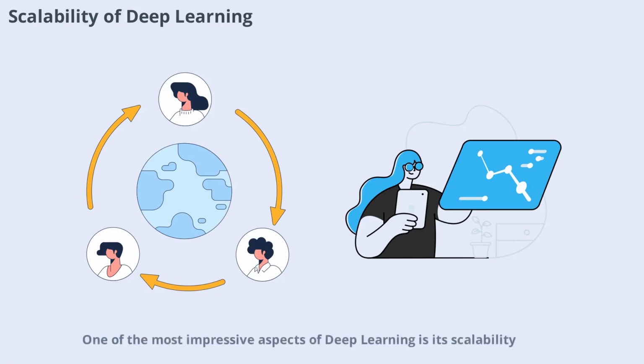One of the most impressive aspects of deep learning is its scalability. As you feed more data and computing power into a model, its accuracy continues to improve. This is in stark contrast to traditional machine learning, which often hits a ceiling. Deep learning's ability to handle massive datasets has enabled breakthroughs in fields like healthcare, finance, and entertainment. The more data you provide, the smarter the model becomes, unlocking new possibilities for AI applications.